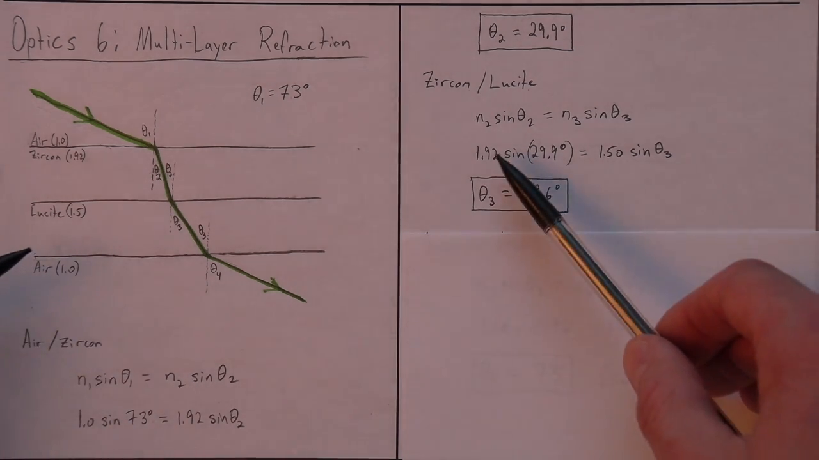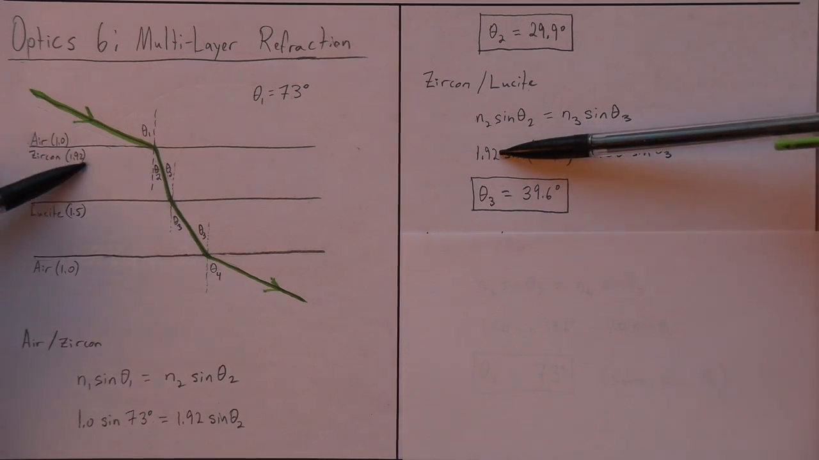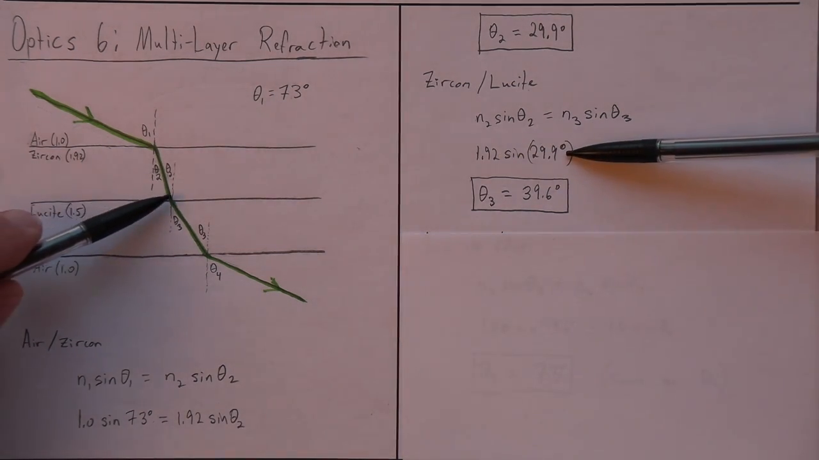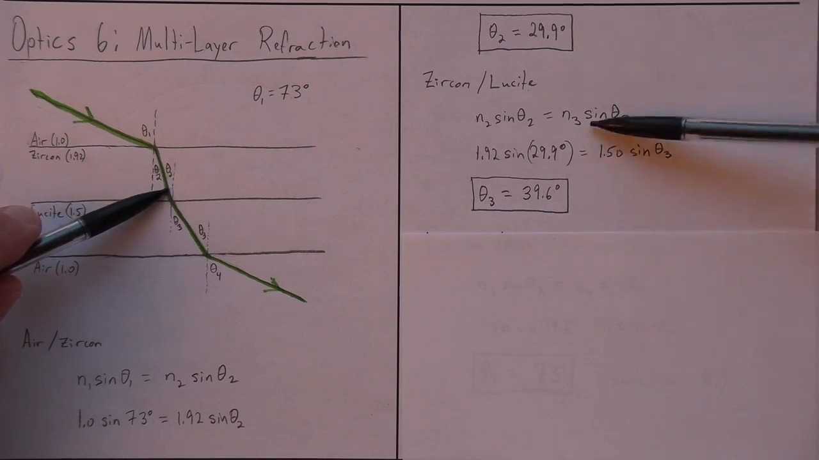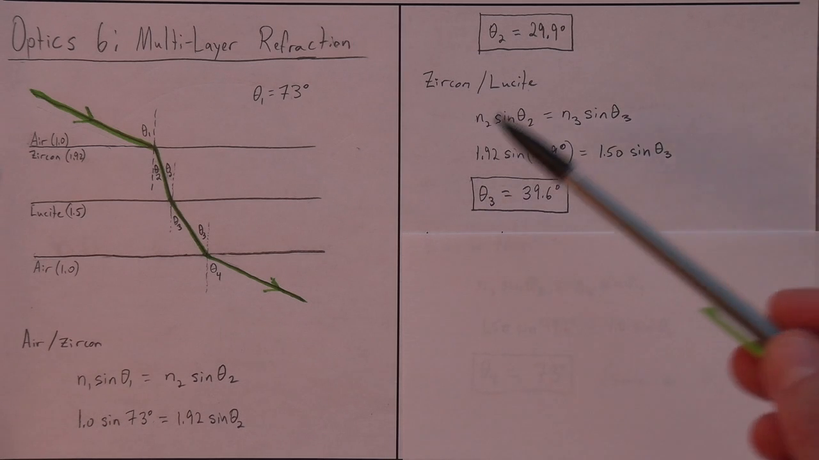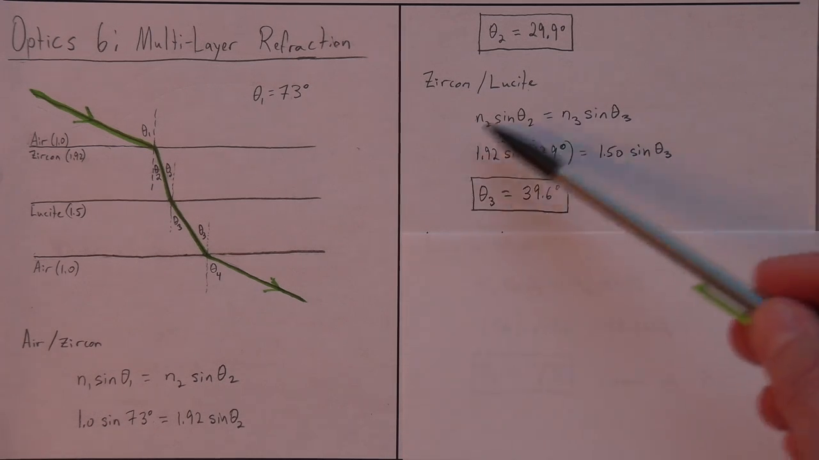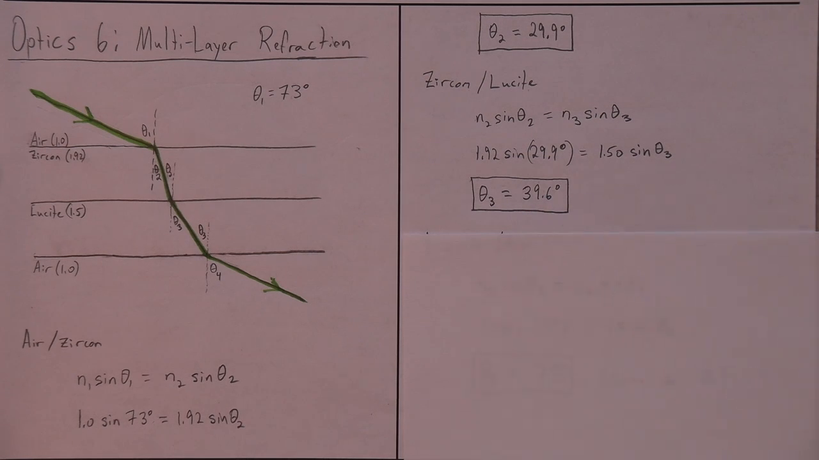So this time the index in substance 2 is 1.92. The angle right here is 29.9, like the angle we found out here. And then the index in lucite here is 1.5. What is the angle? That's the unknown. We divide both sides by 1.5, evaluate all this on the calculator, then do the inverse sine, and we get theta 3, 39.6 degrees. So that's the angle right here.